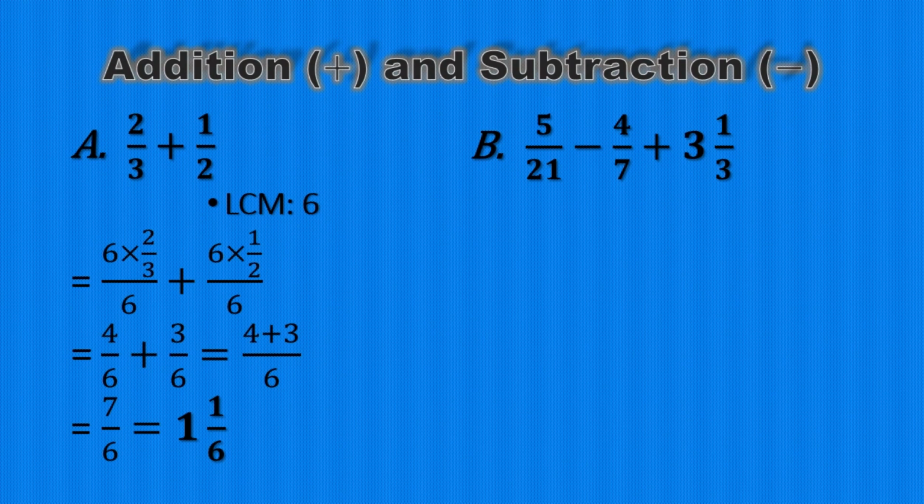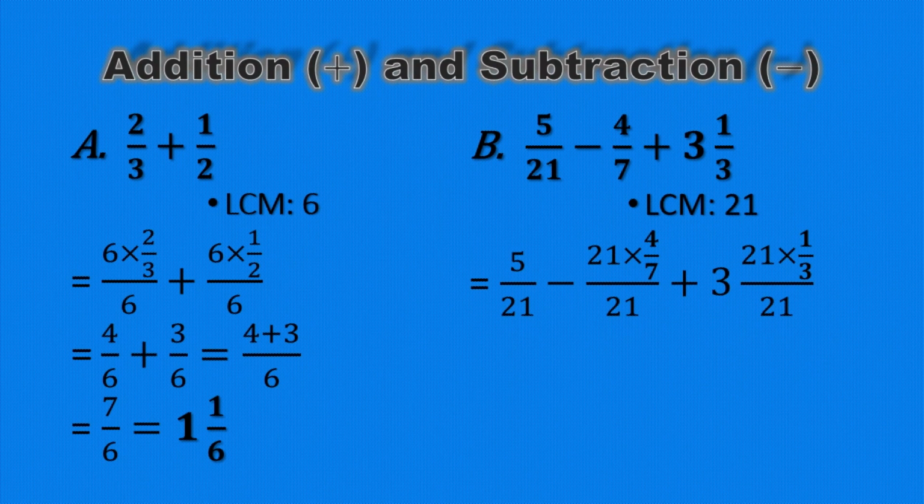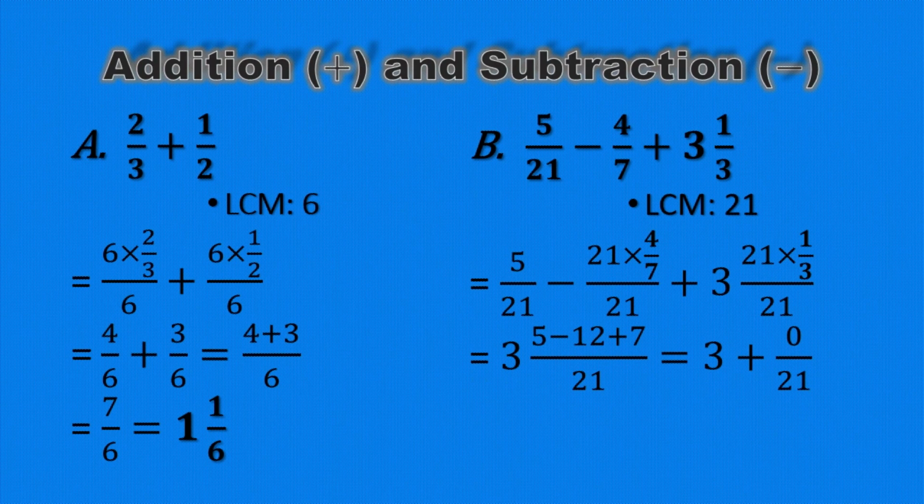Example B is solved with the same process. The lowest common multiple of 21, 7 and 3 is 21. 5 over 21 stays the same since it already has 21 as its denominator. 21 times 4 over 7 is 12, and 21 divided by 3 is 7. 5 minus 12 plus 7 is 0, and 0 divided by any number at all is still 0. 3 plus 0 equals 3 as the final answer. As you can see, it's very easy.